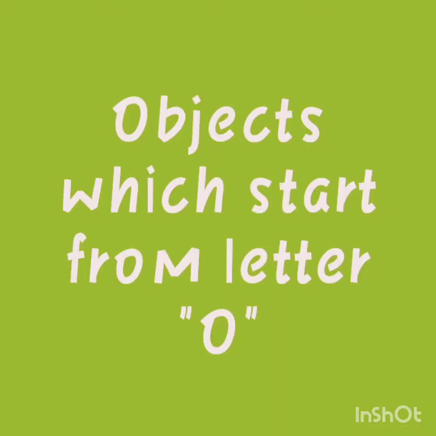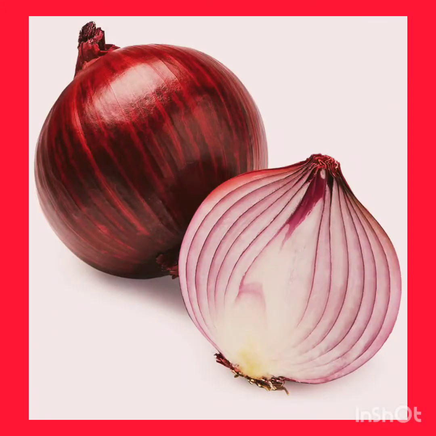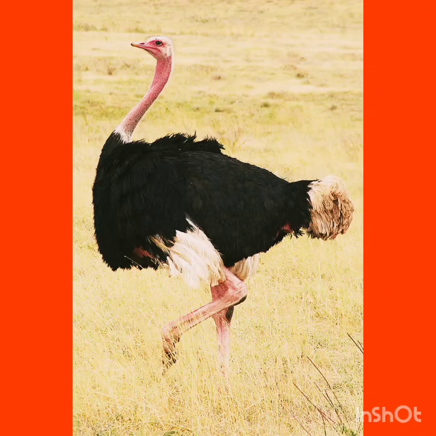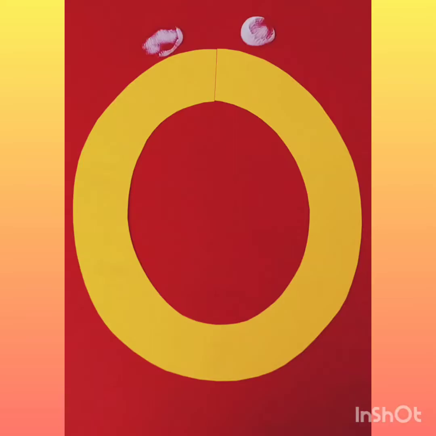Okay, kids, now I have some more objects and things which start from letter O. So come and see the video. Objects which start from letter O are O for orange, O for octopus, O for onion, O for ostrich and O for ox.